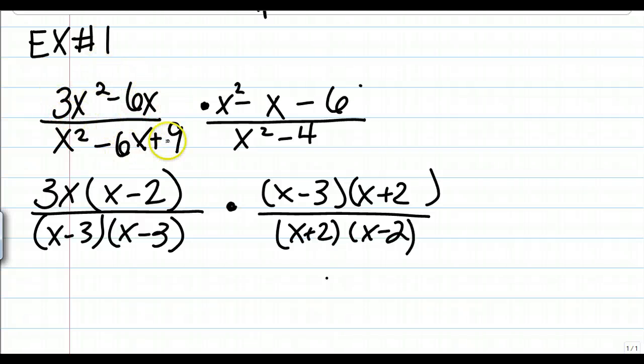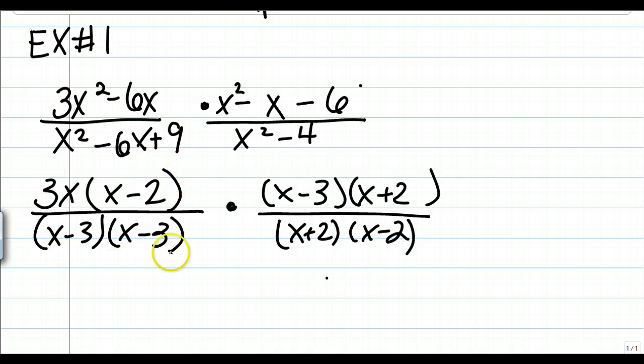If this was given to you last night, you would know to look on top first and see if you have a GCF or can factor it. And here we would be able to take out a 3x. Then you look at your denominator and factor that out, and you get x minus 3, x minus 3. Then you do the same thing with the second fraction: look at the top and factor it, and look at the bottom and factor it.